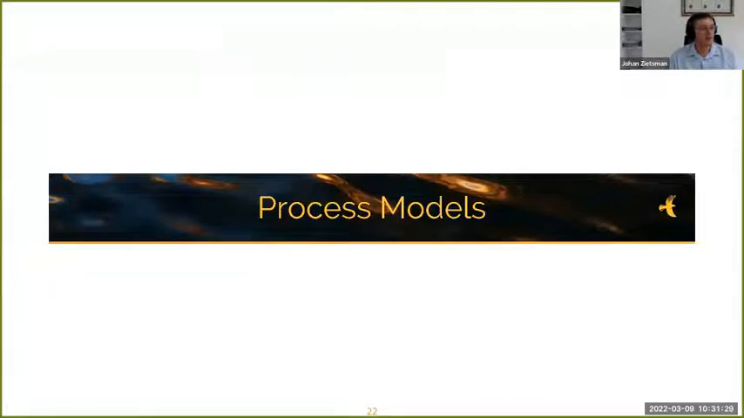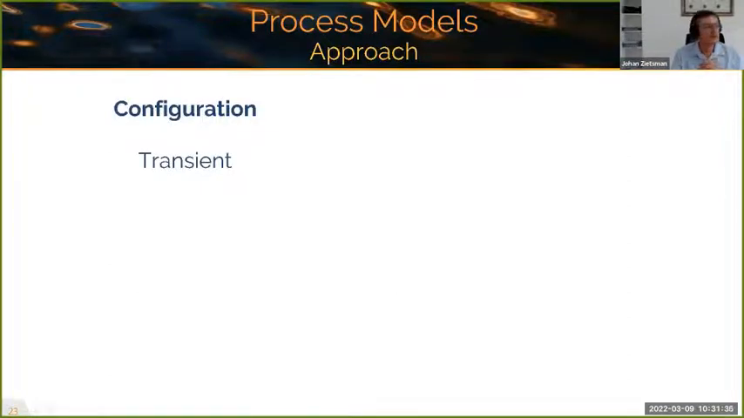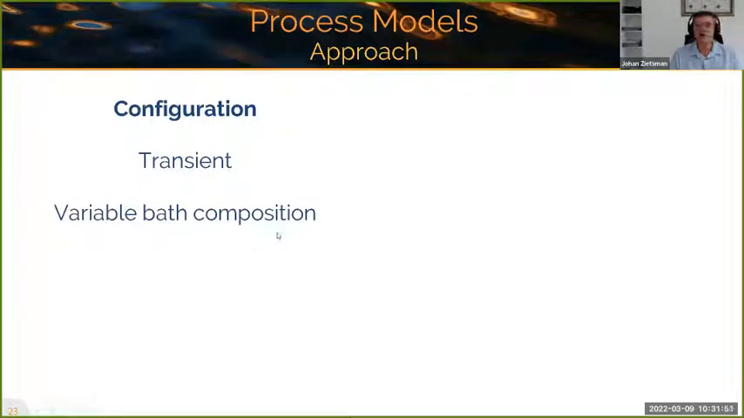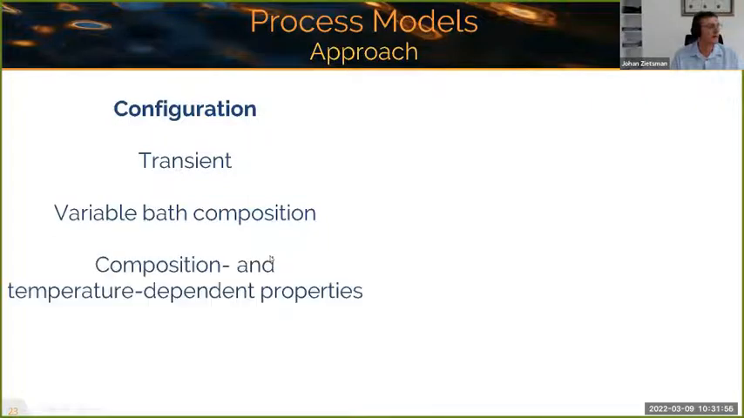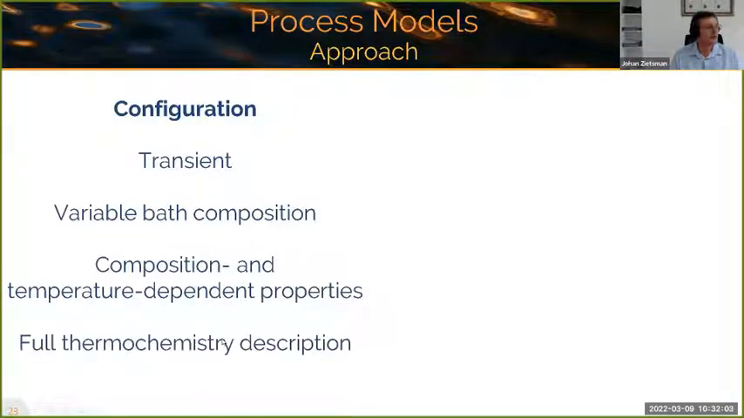Now, the next type of model is process models. The approach that we can follow here, what we've done in the past, is to build transient models. So they are dynamic in nature and you can simulate the process as it behaves over time. And because it varies over time, we can change the bath composition. We can allow the bath composition to evolve and find where it wants to be. And we can also use composition and temperature dependent properties. So this is quite a versatile type of model.